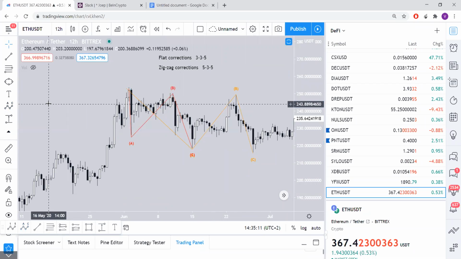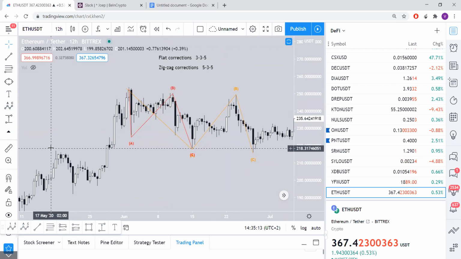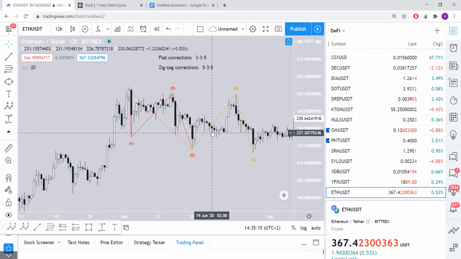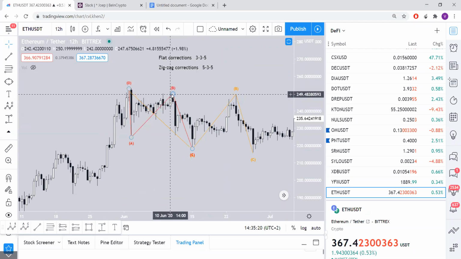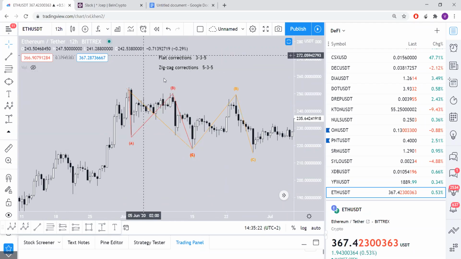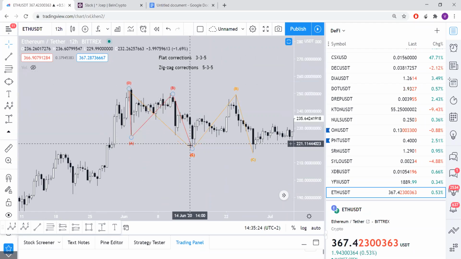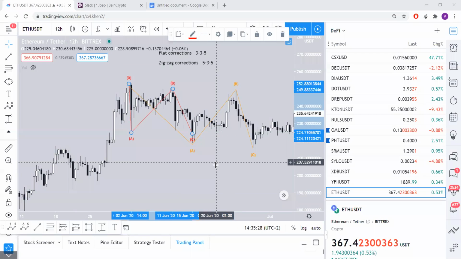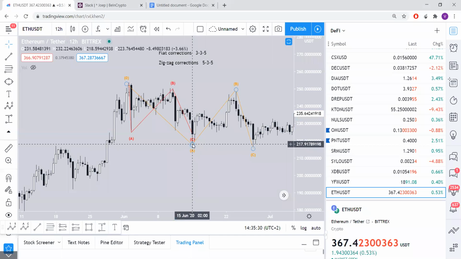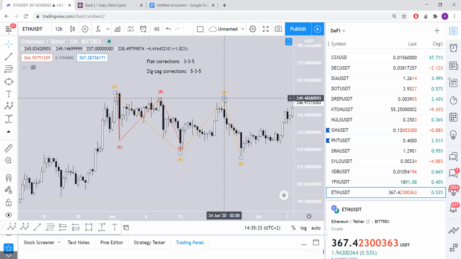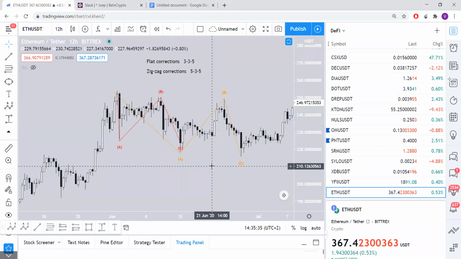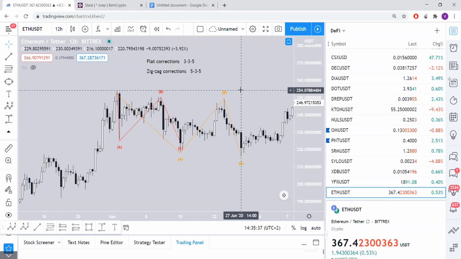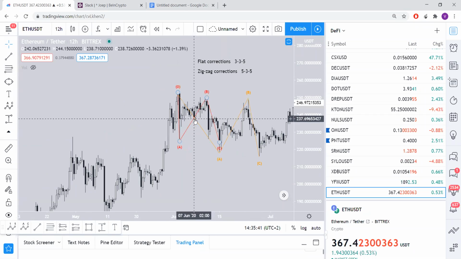Since I started the video with this, I'm going to do smaller wave counts in red, larger ones in orange, and then the biggest one in black. If I change them, I'll tell you. So we have 1, 2, 3 to complete an A. Whenever you have a 1, 2, 3 down to complete the A wave, you will expect a long B wave, which retraces probably 90%, 85%, or can even be an expanded flat correction.